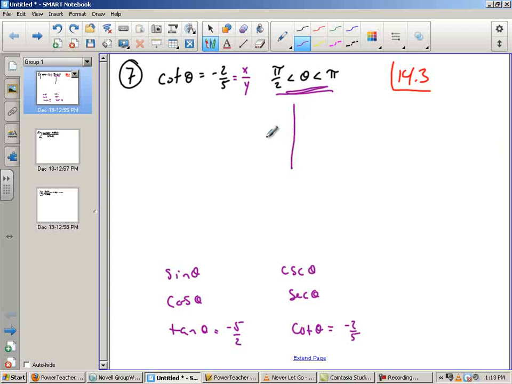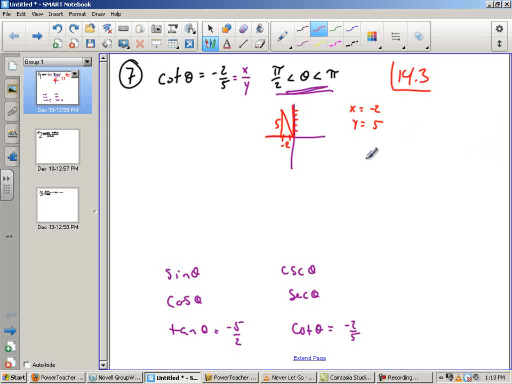So let's go in, draw a quick sketch. Pi halves is right here, and pi is right here. In this region, if you'll notice either from your unit circle or from your knowledge of graphs, that if I go to the left, x has to be negative. If I go up, y has to be positive. So x is going to equal negative 2, and y will equal 5. Now I could come in 1, 2, 3, 4, 5, and put a dot and try to create the triangle. This would be 2, this would be 5, make that a negative 2.